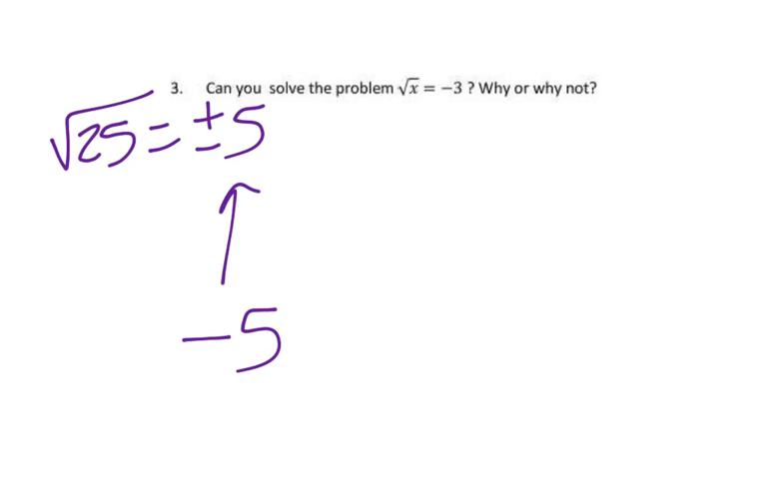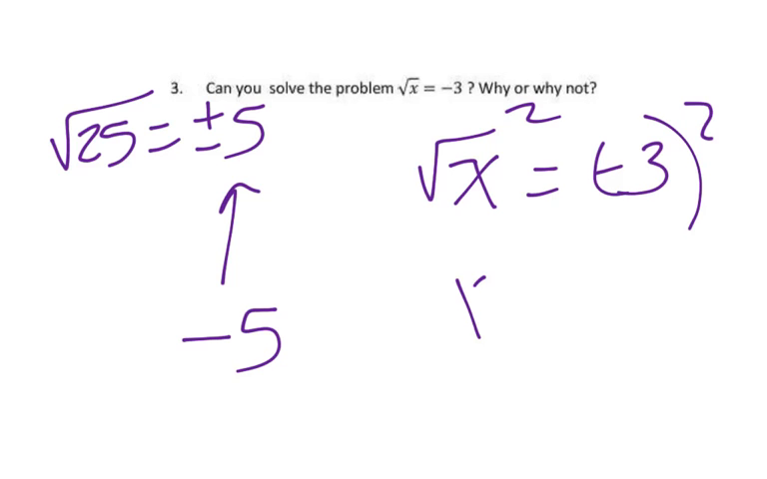Sometimes when you look at a problem, they're going to say that you can't do that because you can't have a negative. The thing of it is, if you squared -3, you would get a positive number. Like right here, if you took this, square root of x is equal to -3, and you squared both sides, you would get x is equal to 9. Well, the square root of 9 is either 3 or -3.